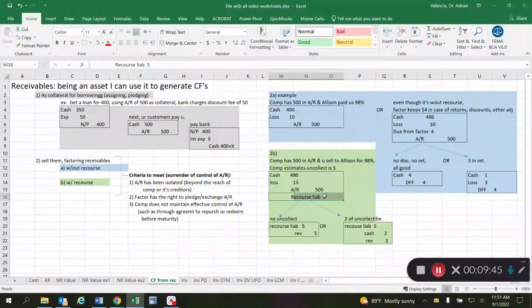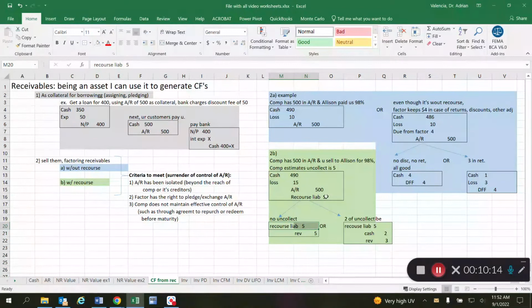So in conclusion, our loss is now the original 10 that we had before plus the amount that we're guaranteeing for the receivables. And what happens next depends on whether the factor is able to collect everything. So if the factor, Allison, in the future collects the full 500 from our customers, then we can reverse this liability. Notice how this would be the case.